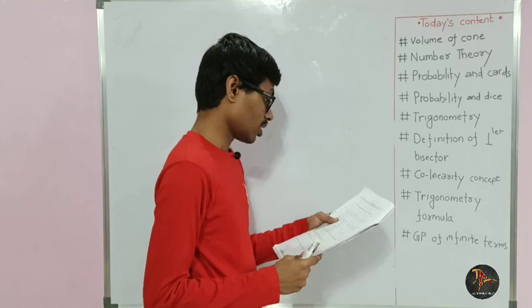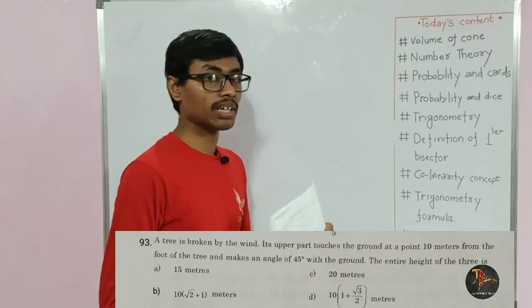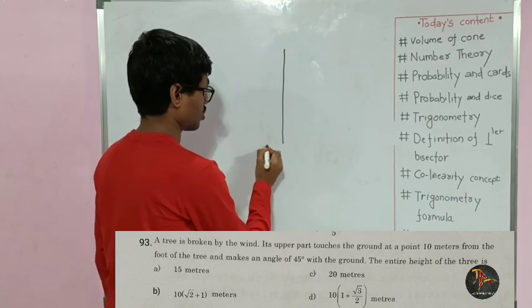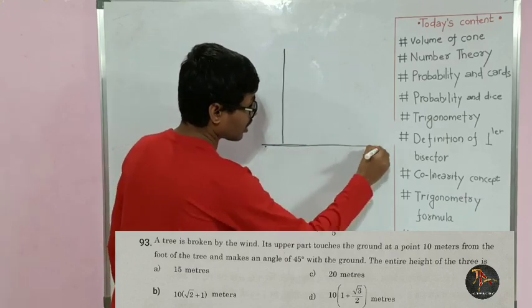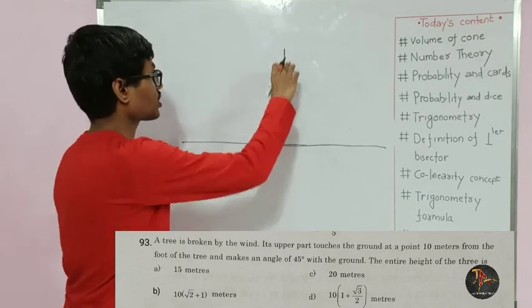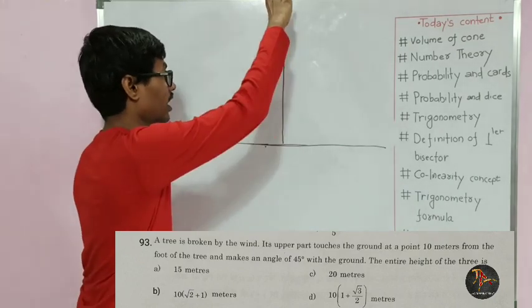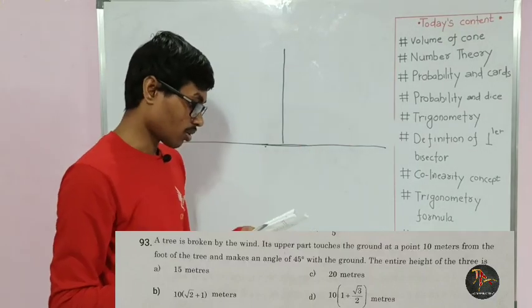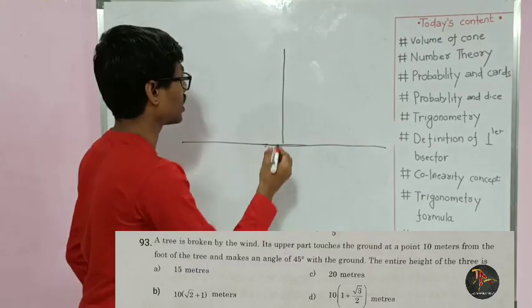Now, in the next question, a tree is broken by the wind. Suppose this is one tree, and this is the road. I don't draw anything on the tree, I just take one line as a tree. Now the tree is broken by the wind.